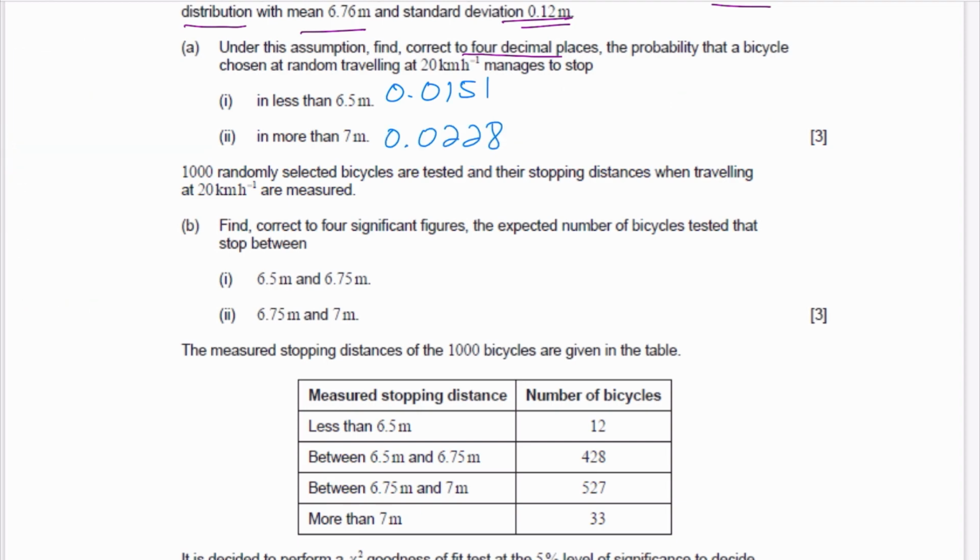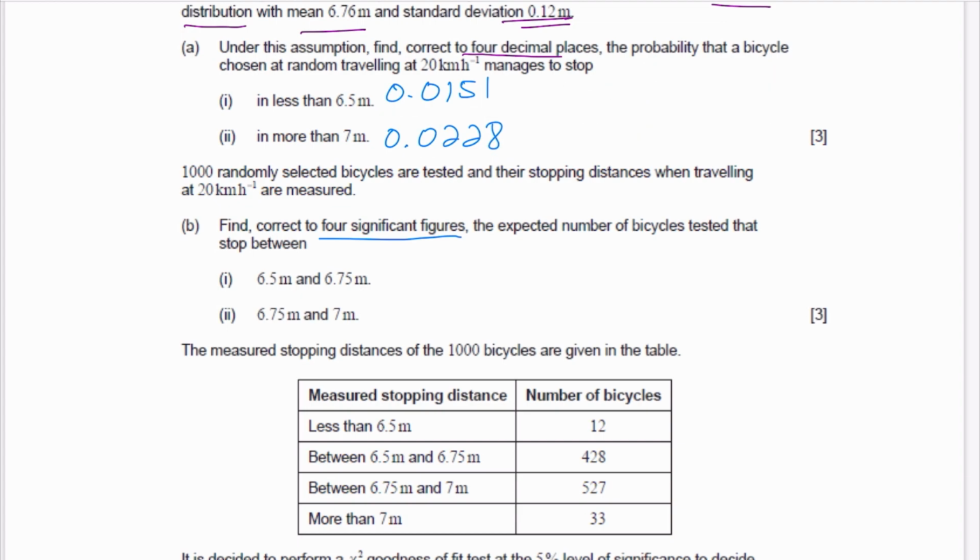All right, so then to continue the problem, it says 1,000 randomly selected bicycles are tested and their stopping distances when traveling at 20 kilometers per hour are measured. Find correct to 4 significant figures the expected number of bicycles tested that stop between 6.5 and 6.75. There is a difference between 4 decimal places and 4 significant figures. For example, if you look at the top answer, this one right now has 3 significant figures, and this one has 3 significant figures, even though they are both 4 decimal places. So you have to be very careful with your rounding.